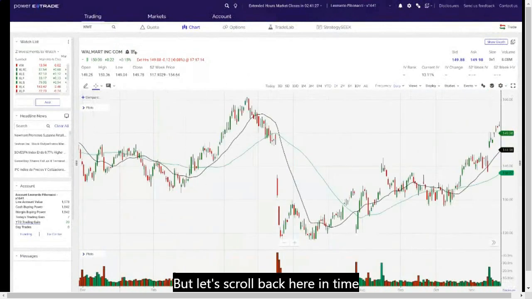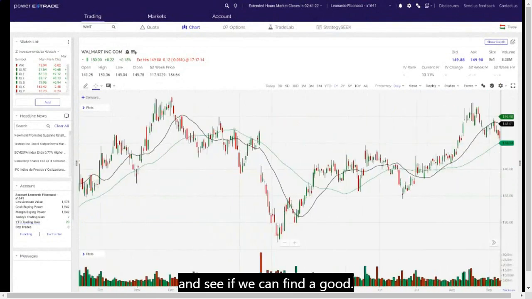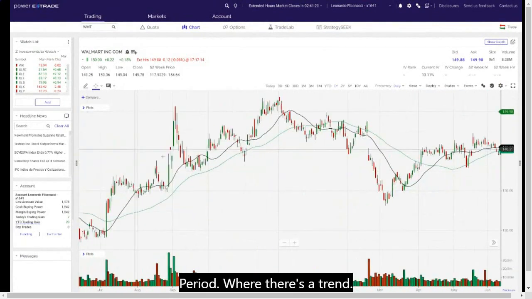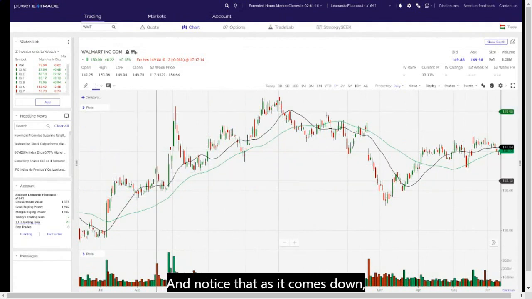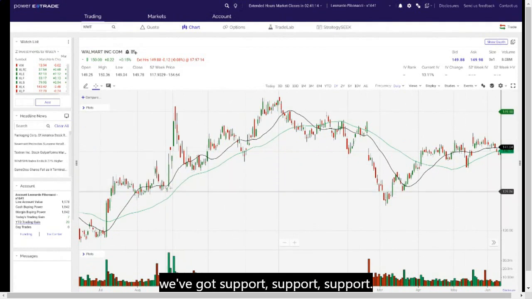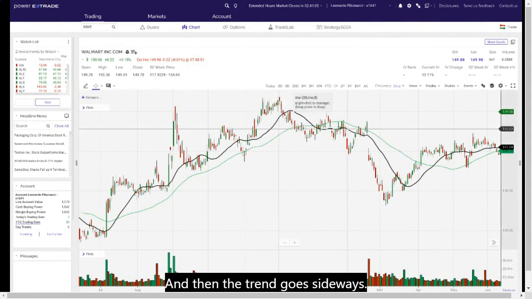But let's scroll back here in time and see if we can find a good period where there's a trend. All right, here it is. This is this uptrend here. And notice that as it comes down, we've got support, support, support, and then the trend goes sideways, and there's a good example of how it's no longer a tool that I want to use. Let me turn off all of the movement.